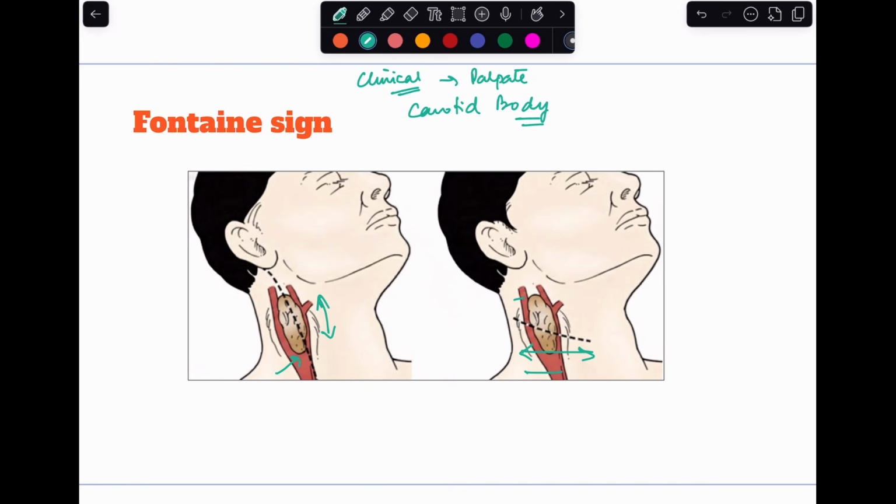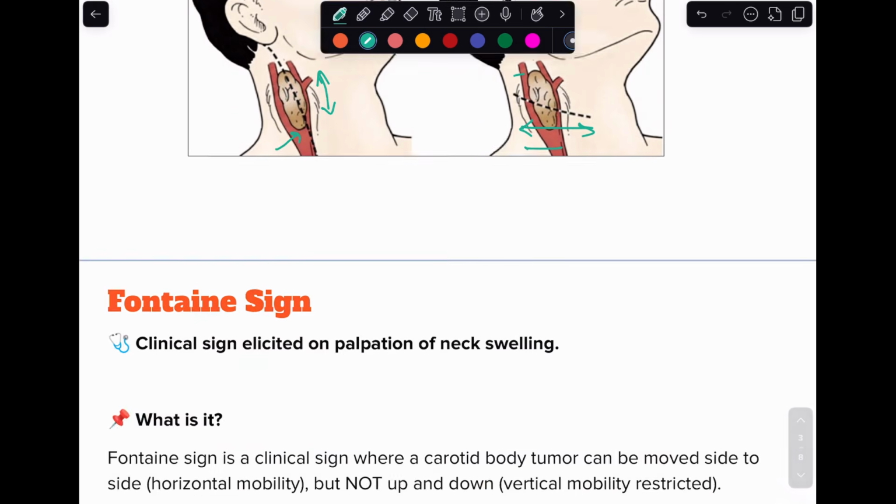And this sign is an eponym. This was named after Fontaine, who was the one who described this characteristic mobility pattern in carotid body tumors. So that's about the Fontaine sign.